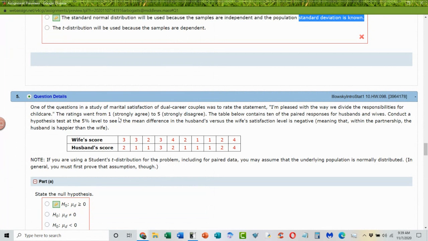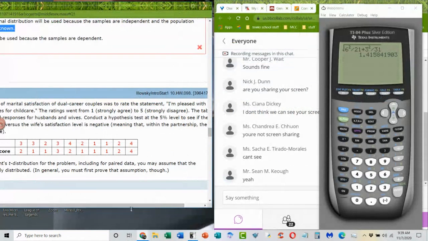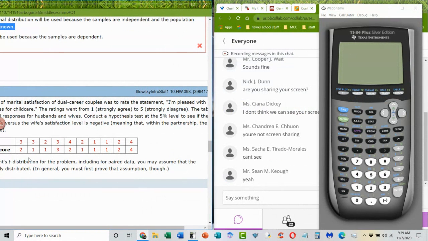Okay, where a 1 is really happy with that, and a 5 is we're really not happy with how we divide childcare. And so here's some questions. One thing that we can do with these, if they are paired, and it talks about paired, is we're looking to see, is there a difference between the two things? And so we don't actually look at it as paired t-tests.